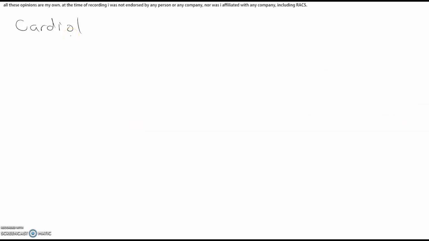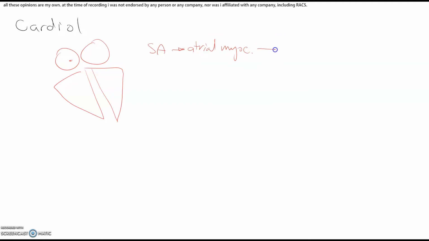Let's talk about cardiac conduction. So we've got a heart here with our left and right atria and our ventricles. Now, we know that normally our conduction starts at the SA node, which is found in the right atrium here, and passes through to the atrial myocardium, eventually into the AV node, which is found around about here, into the bundle of His, which runs down the interventricular septum, into the right and left bundle branches, through here, and then finally into the Purkinje fibers along the ventricles.